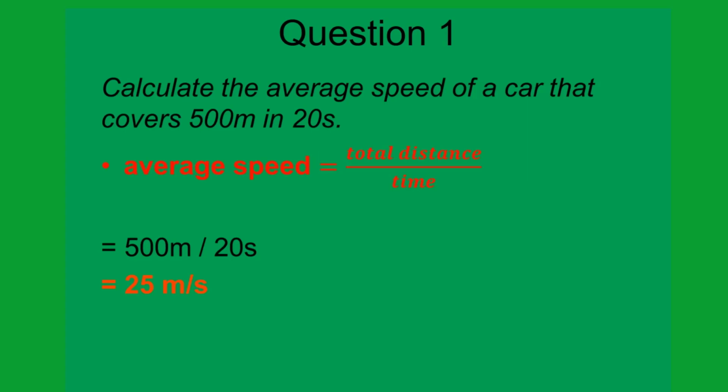There is a mathematical problem. Question number 1. Calculate the average speed of the car that covers 500 meters in 200 seconds. Already we learned about average speed. So average speed equal to total distance divided by time. So here total distance 500 meter and total time 200 seconds. So 500 meter divided by 20 seconds equal to 25 meter per second.